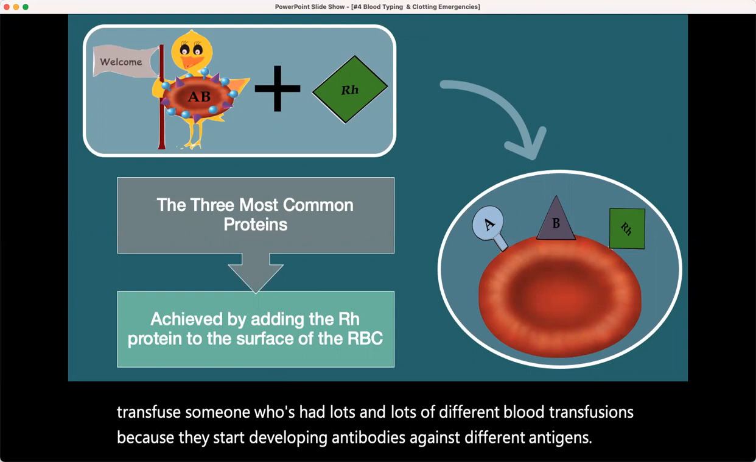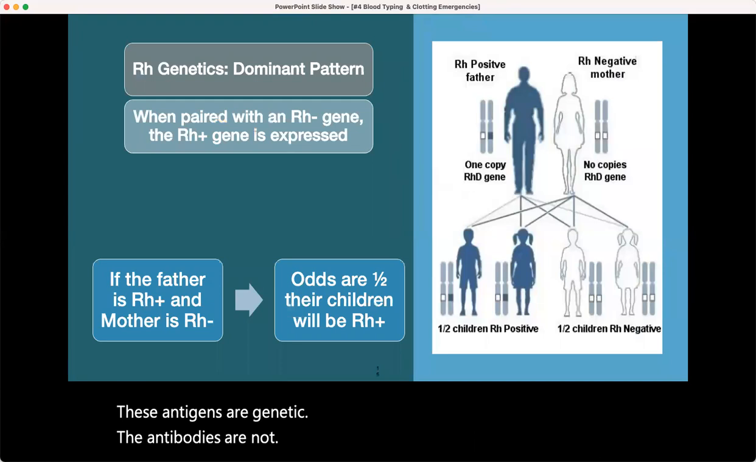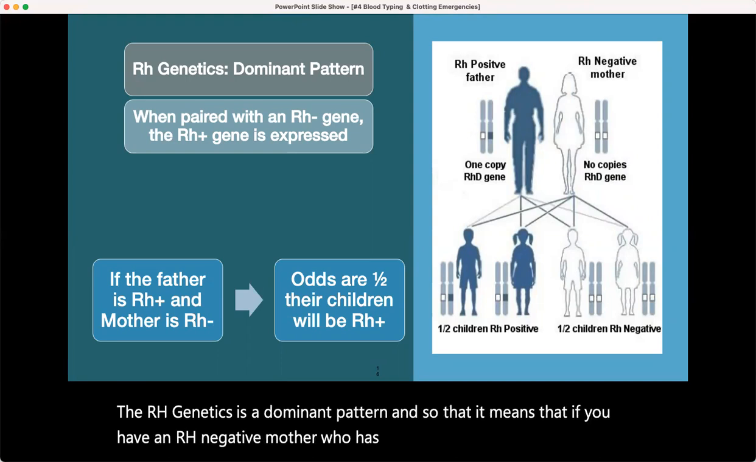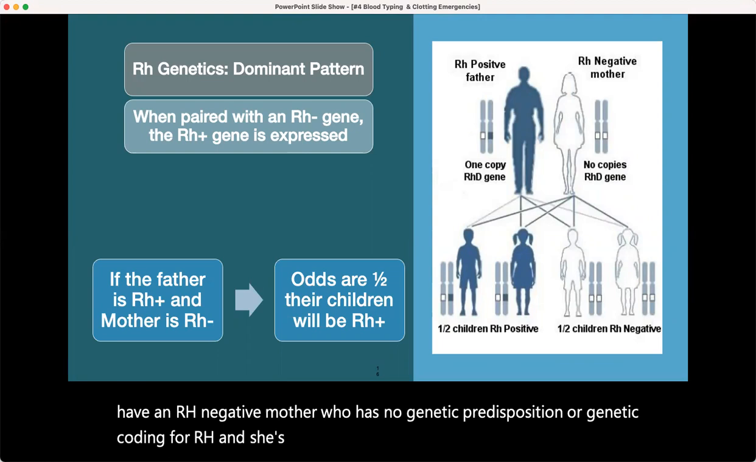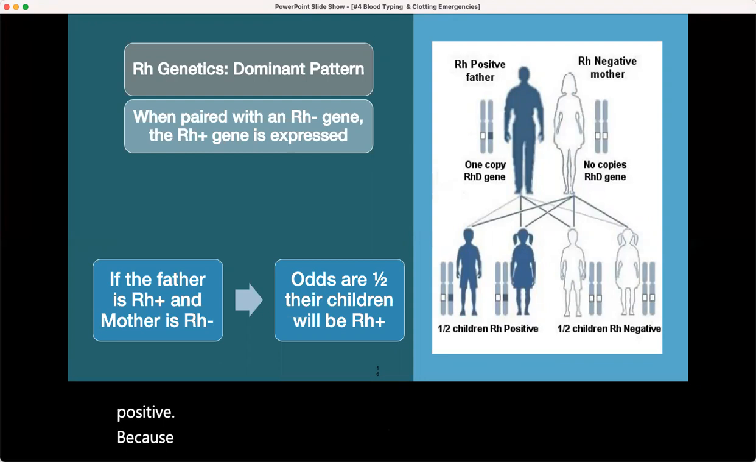All right, and all of these, of course, are genetic. These antigens are genetic. The antibodies are not. The Rh genetics is a dominant pattern, which means that if you have an Rh negative mother who has no genetic coding for Rh, and she's paired with a father who has just one copy on his DNA, half the children are likely to be Rh positive, because it's a dominant gene.